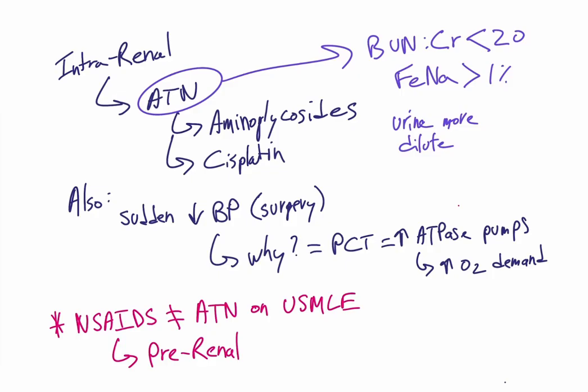For gentamicin, cisplatin, ischemia, IV contrast, and myoglobinuria, or in the case of rhabdo, this results in ATN, acute tubular necrosis. Now, key labs for ATN, you need to know that BUN creatinine ratio is less than 20. Your FeNA will be above 1%, and your urine will be more dilute, so you'll have a lower osmolality / specific gravity. Now, here's a subtle point that you need to remember.